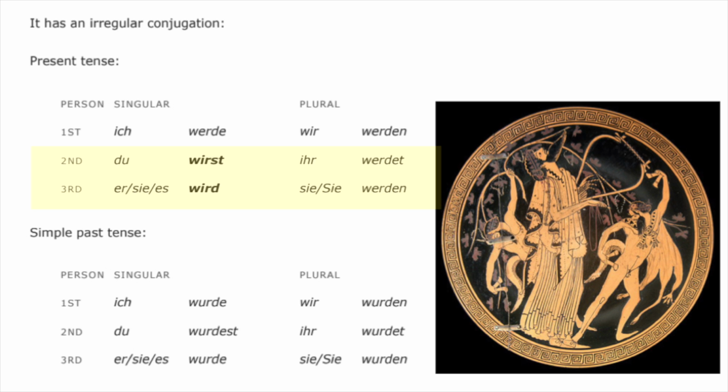If we look at the conjugation in the present tense of werden, we have the following forms. Ich werde, I become. Du wirst, you become. Er/sie/es wird, he, she, or it becomes. Wir werden, we become. Ihr werdet, you all become. Sie werden and Sie werden as they and formal you, respectively, once again distinguished only by how large the S is. The simple past tense is ich wurde, du wurdest, er/sie/es wurde, wir wurden, ihr wurdet, and sie/Sie wurden.